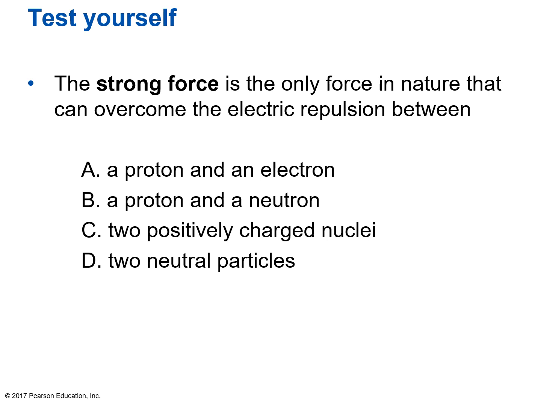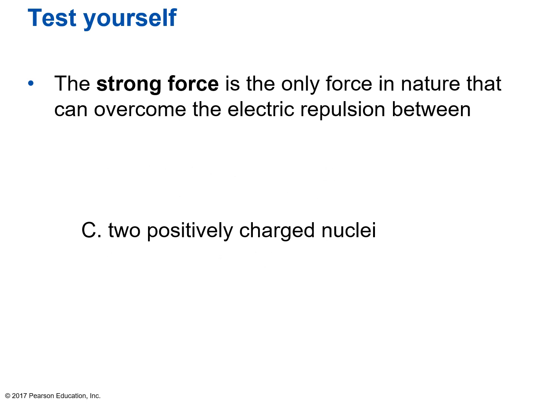And so answer A doesn't make any sense because there is no repulsion between them. In fact, they attract each other. So let's eliminate answer A. Answer B, remember, neutrons are neutral, and so they have no electric attraction or repulsion. We can eliminate B. We can also eliminate D because, again, neutral particles such as neutrons don't have attraction or repulsion. So the only answer that makes sense here is C, 2 positively charged nuclei.